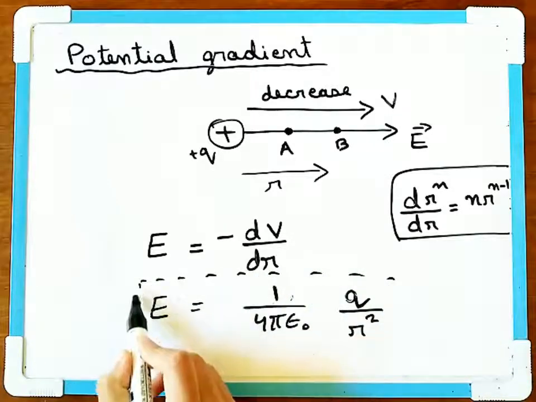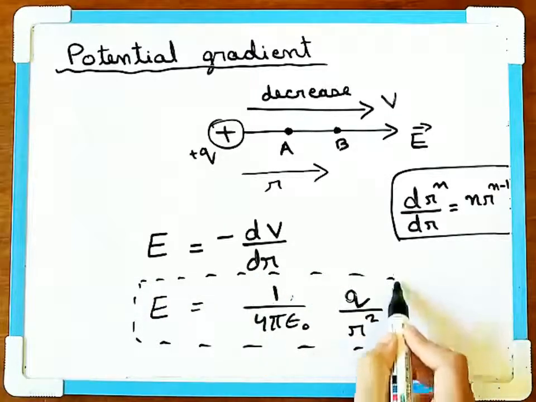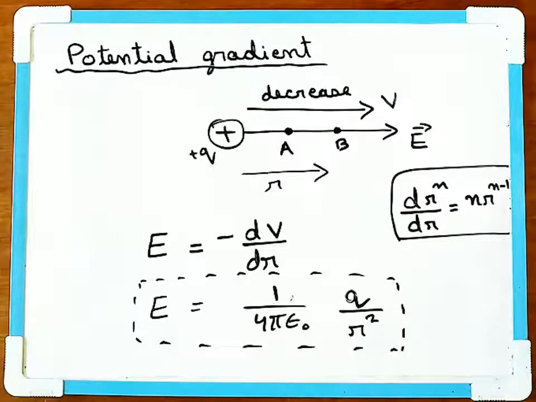So knowing the potential, we can get the electric field intensity also using this formula, potential gradient, and this we have derived in chapter 2. So this is the relation between the electric field intensity and the electrostatic potential.